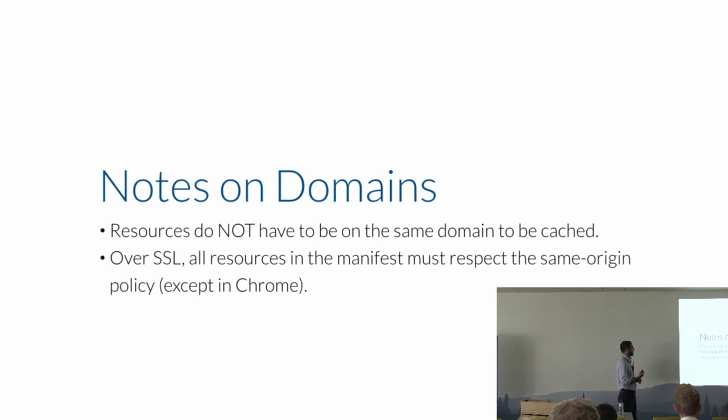So some notes on domains. Resources do not have to be on the same domain to be cached, like I mentioned before. So if you are using a hosted version of jQuery, you can still point to Google's version or whatever. But if your app is being served over SSL, then the rest of your resources have to be on the same domain, and it respects same origin policy. As far as I know, Chrome is the only one that doesn't. Has that changed? Don't know.